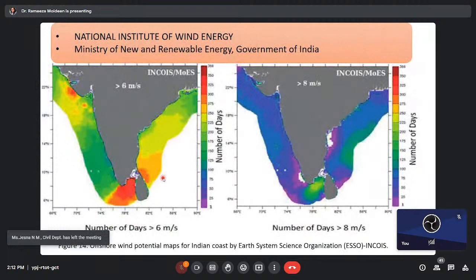The Ministry of New and Renewable Energy, that is MNRE, recognized offshore wind as a renewable energy source, maybe 2 or 3 years back. And there are a lot of studies happening. The National Institute of Wind Energy provides data. We can see that in the area near Tamil Nadu and Gujarat there is a large potential, where a consistent wind above 6 meters per second is readily available. And above 8 meters per second is also available in the areas near Tamil Nadu, where we have huge potential for offshore wind.